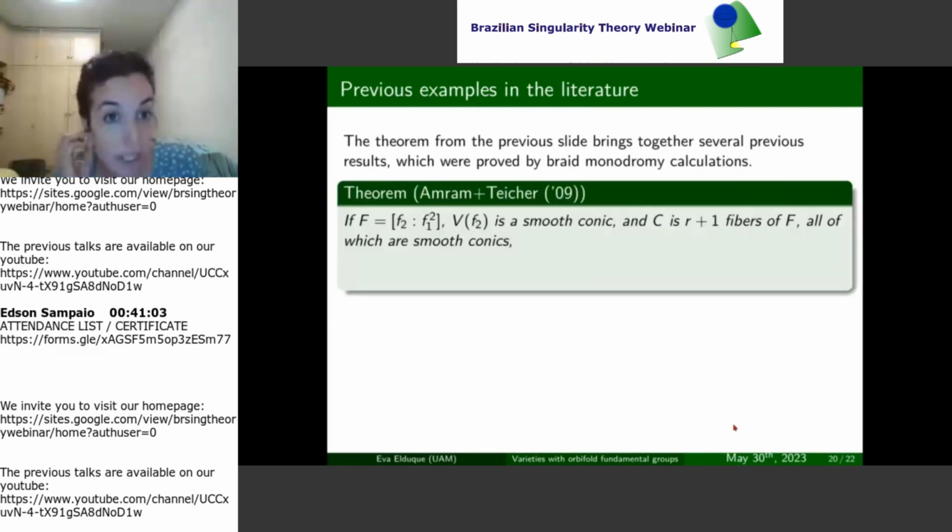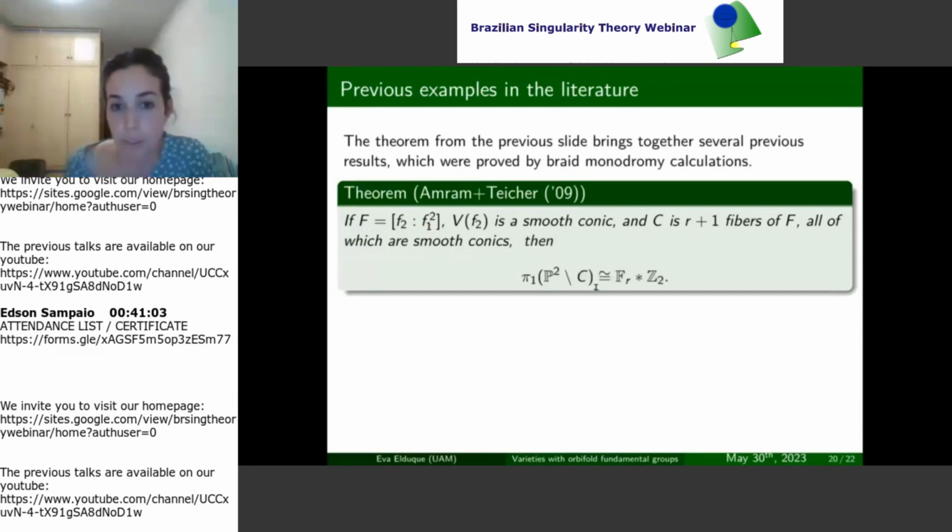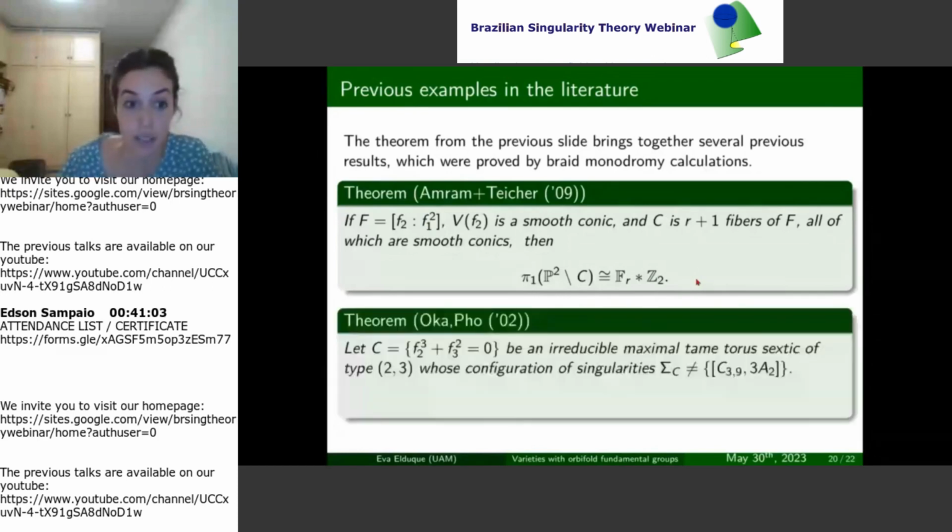because they're a direct consequence of the main theorem and this addition-deletion business. So the first one is a theorem by Amram and Teicher in 2009, which says, okay, if your pencil is generated by a conic and a double line, a smooth conic, then if you just take R plus 1 smooth conics in that pencil and look at the complement in P2, your fundamental group is going to be of this form. And this is a consequence of our theorem because these are just R plus 1 generic fibers in a pencil. So it has to be this.